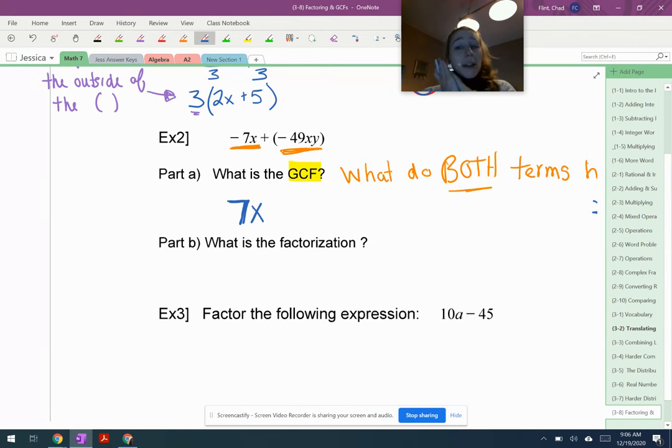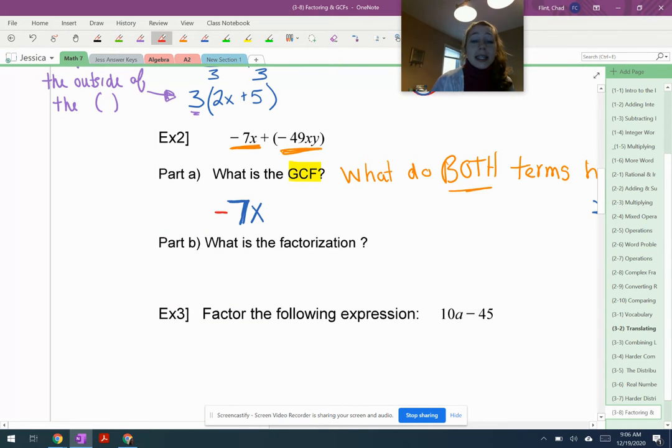And actually, there is one more other thing that both of these pieces have in common that we could take out of them, and that would be the negative. Both of those pieces are negatives, so we can take the negative out of each one, and that gives me a GCF of negative 7x.